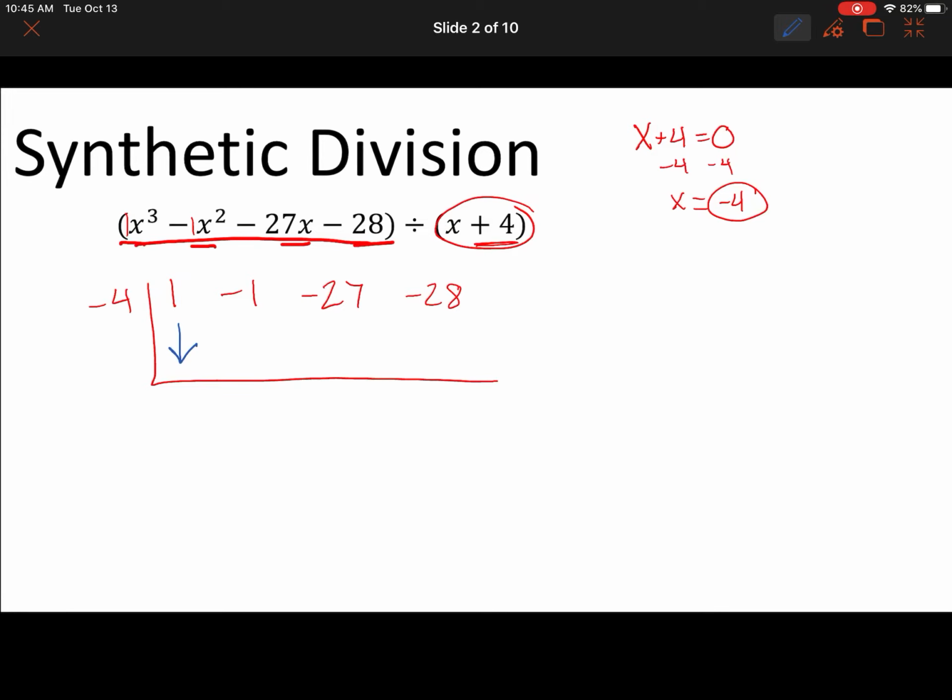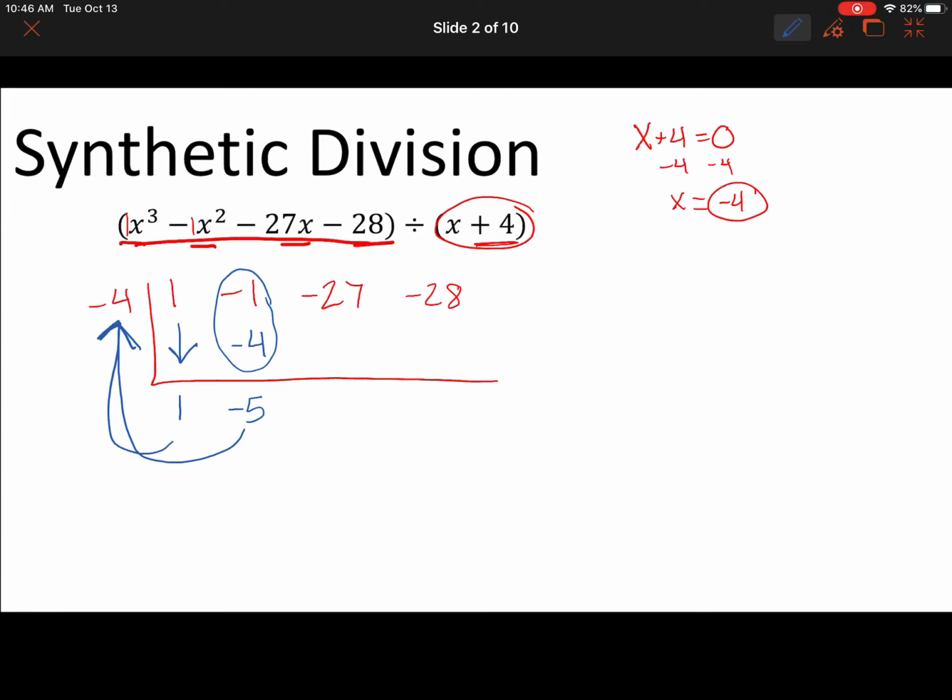Now here's the process for solving. The first coefficient just comes straight down, always. That one never changes. But what happens after this, which is similar to long division, is that we take that number and multiply it by the number up front. So 1 times -4, and that answer goes here in the next column. Now this part is different. In long division we subtracted, but here we're just going to add these numbers together. So -1 plus -4 gives me -5.